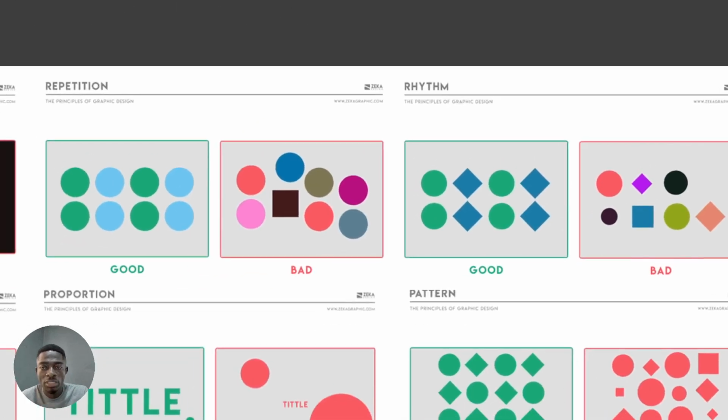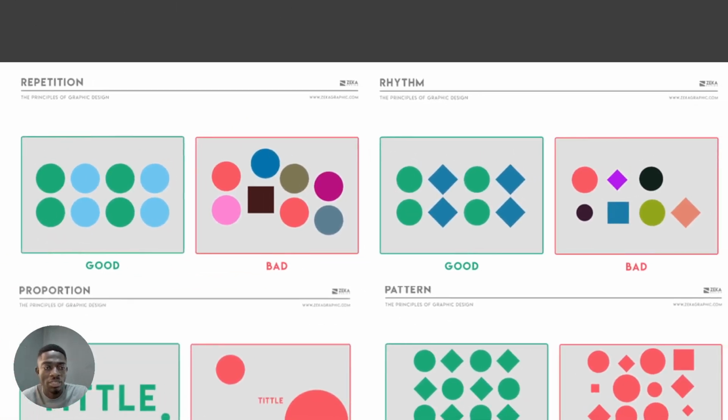Next one is repetition. I'll take repetition and rhythm together. Why? Because these things can be a bit confusing. What is repetition? Repetition is repeating elements or shapes, or repeating similar shapes. That's repetition. Rhythm is where you are repeating different shapes or objects in the design. Please, are we okay? So I'll take it again. Repetition is where you repeat similar shapes, but rhythm is where you are repeating different shapes.